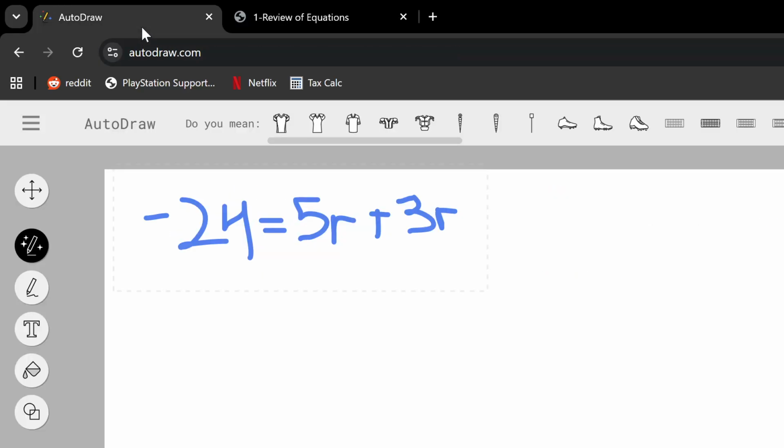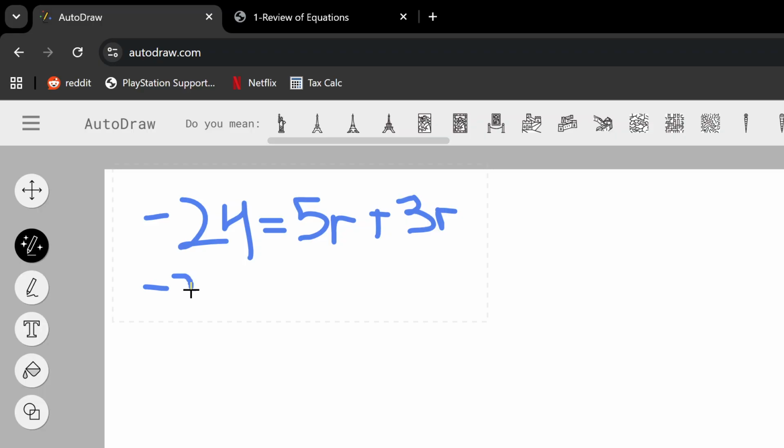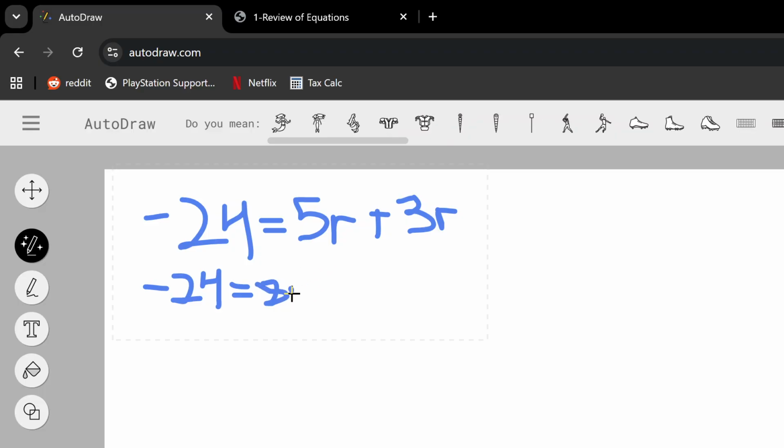Okay, cool. So, like I said before, first thing, simplify. We want to find the common variables and we want to simplify it. So, first thing I notice, I see there's a 5r and a 3r. That means they're common variables. With common variables, we just add them up. So then we do negative 24 equals, that was 5 plus 3, 8. And we cannot forget the r. So we have 8r.